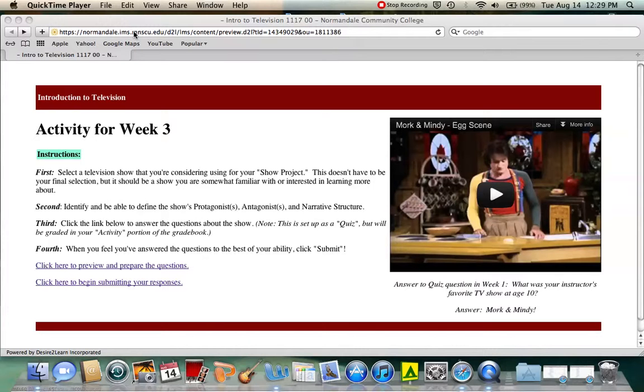Second, I want you to identify and be able to define the show's protagonists, antagonists, and narrative structure. Make sure you've read chapter 2 and understand what these things mean, and can talk about them and think about them in terms of the show you want to talk about.